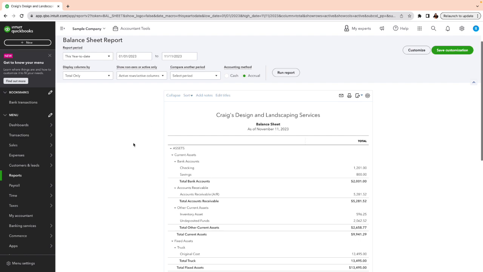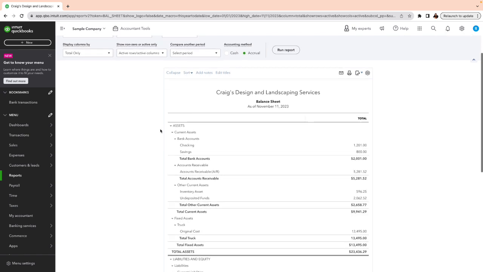But here, you can find a lot of errors. Okay, the first thing you want to do is to make sure that your bank account balances are the same as your bank statements. Because if it's not, then there's something wrong.